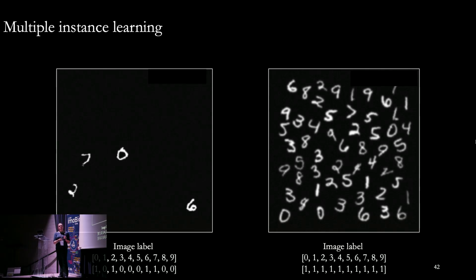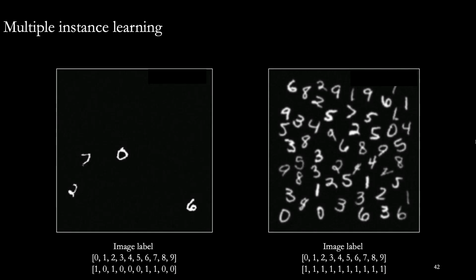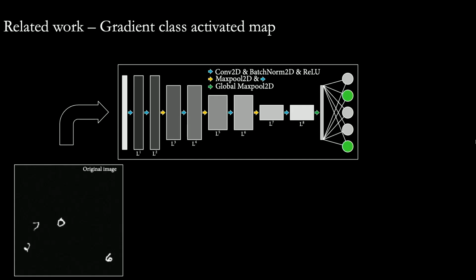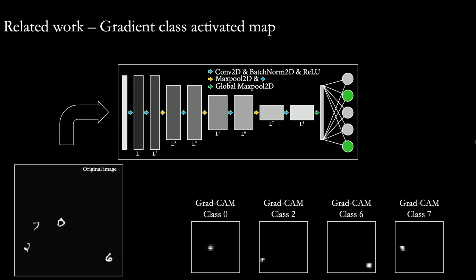So we created this modified MNIST data set with a variable number of digits on each image, and what the network would get is just the binary labels associated with the presence or not of a class in the image. This was what was used as input, and then we decided to use the GradCam, so the gradient class activation maps of the network, in order to be able to use this output and create our segmentation map.